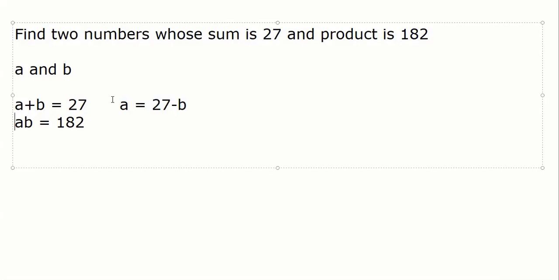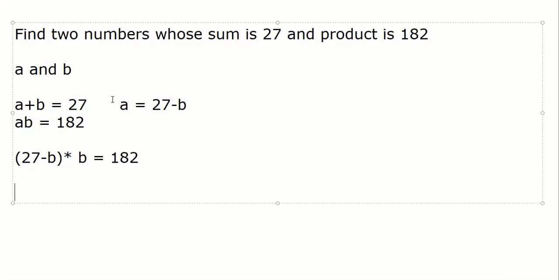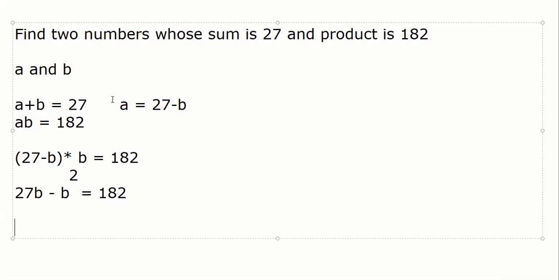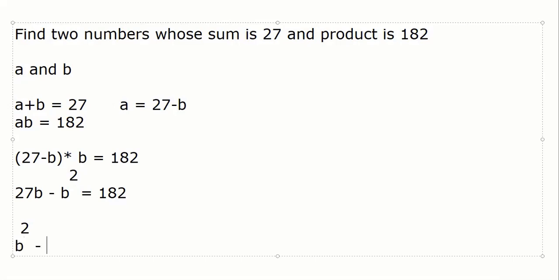Substitute the value of a here. So it becomes a into b equal to 182. Open करो 27b minus b squared equal to 182. If you want to rearrange, my equation becomes b squared minus 27b plus 182 equal to 0. Solve कर लो But quadratic.